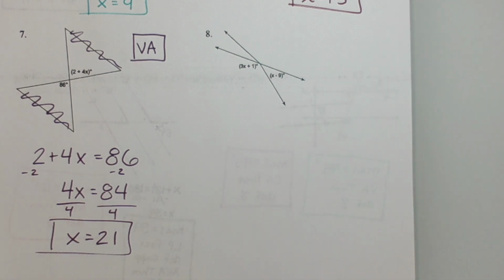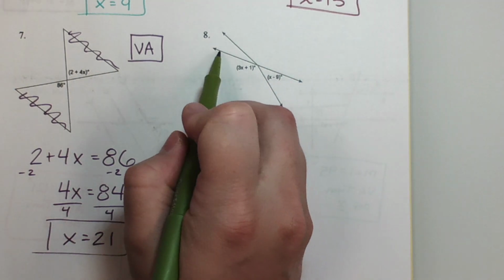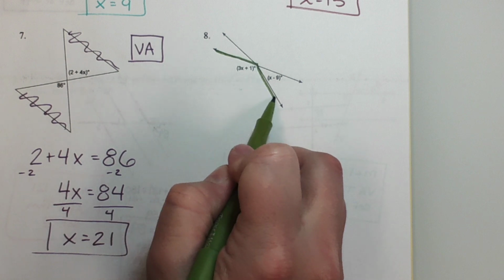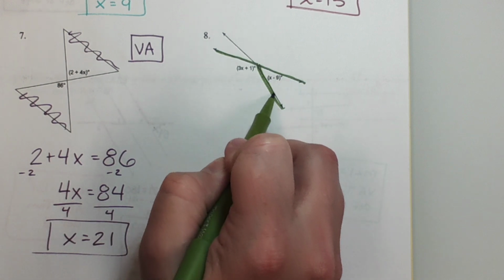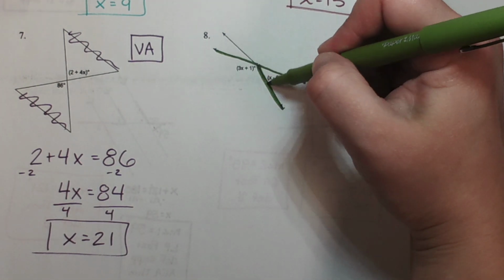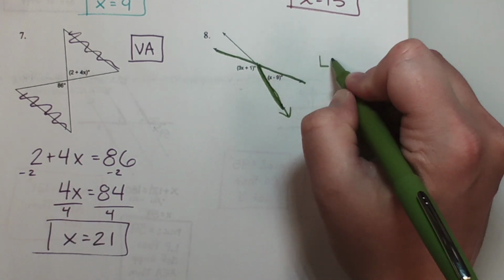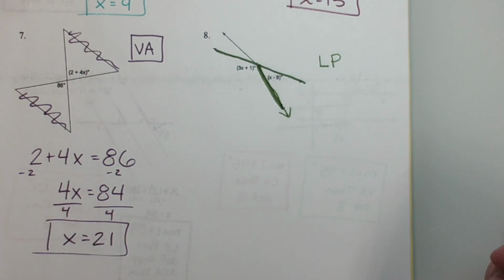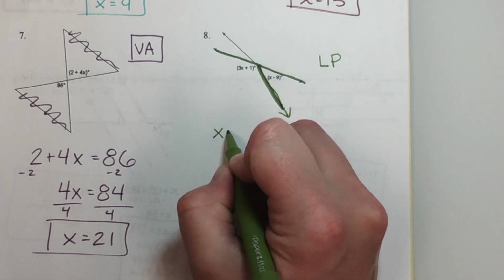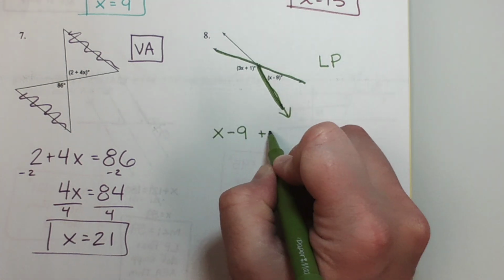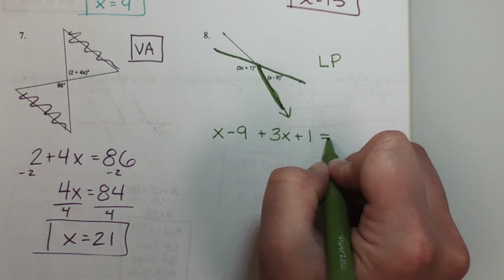Last problem. I don't see parallels. I'm not looking for anything new. I look at my two angles. One of them's this one, the other one's this one. Do you notice they're sharing the middle ray? The part that they're not sharing is creating a line, so it is a linear pair. And linear pairs are congruent or supplementary. Supplementary. They add up to 180.